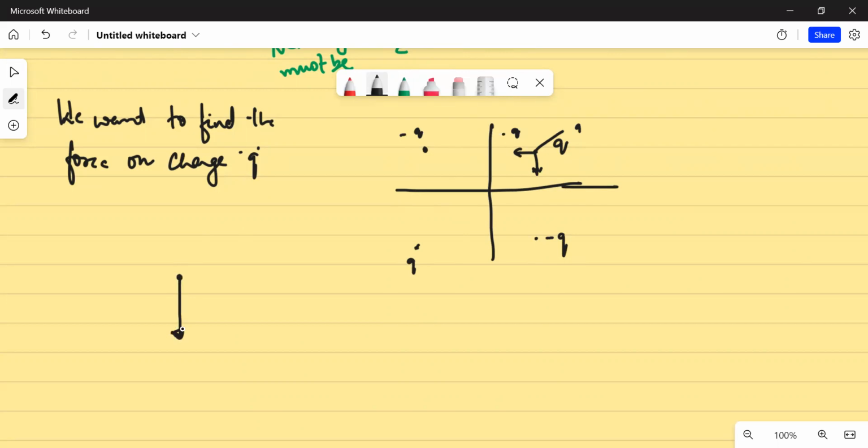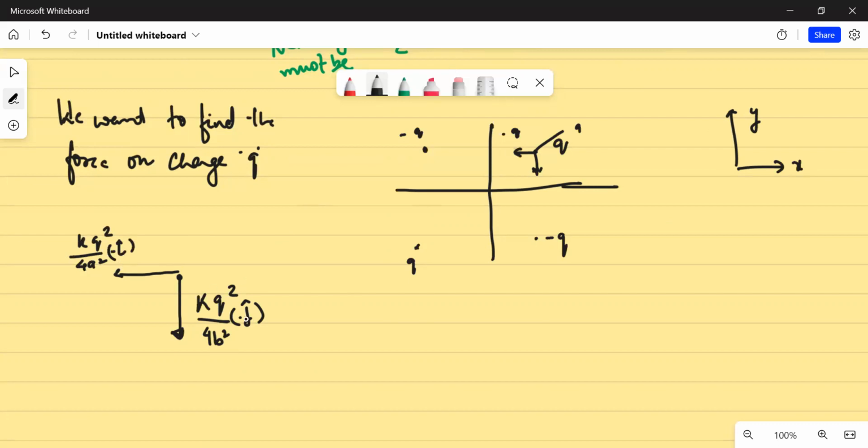One is this. This will be, I think, KQ square divided by 4B square, and this will be in the direction minus j cap, if I consider this as the XY plane. Another force that it would be subjected to will be in this direction. This is, I think, KQ square divided by 4A square, along minus i cap. Is that clear?